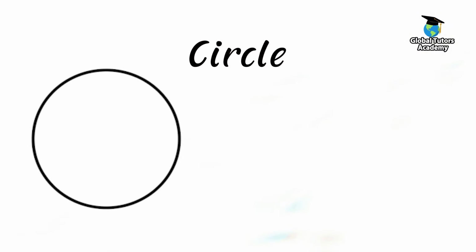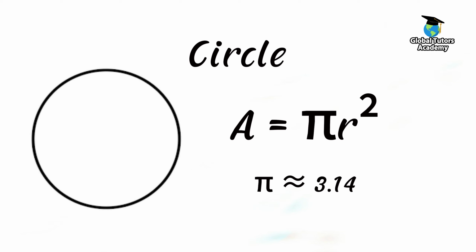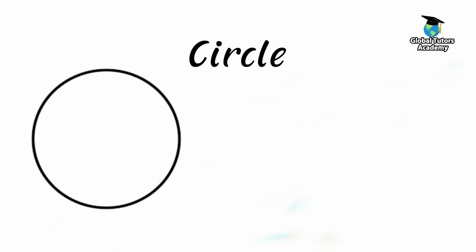Circle. Everyone loves circles, and their area formula is simple. Take the radius, square it, and multiply by pi. That's the full space inside the circle.